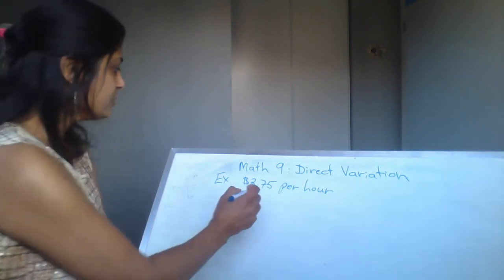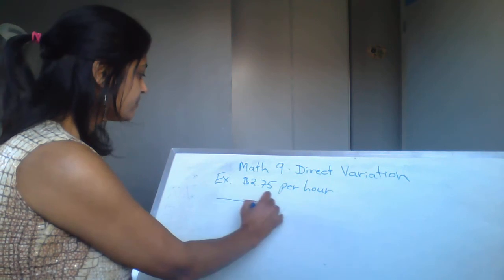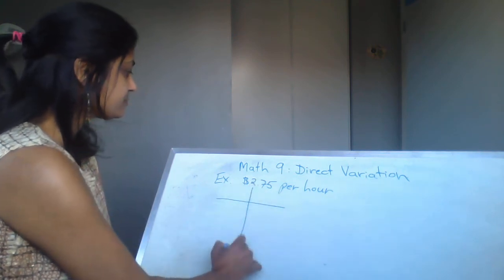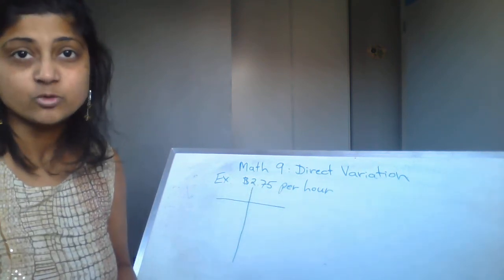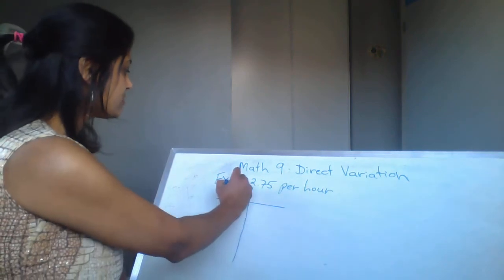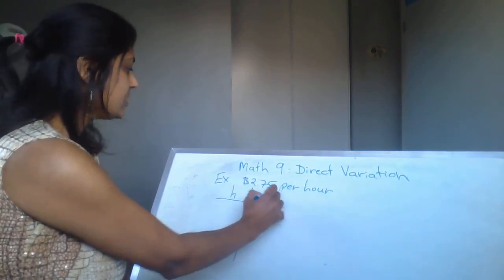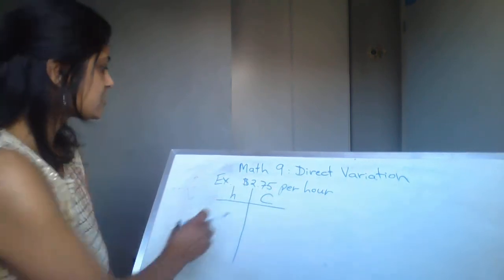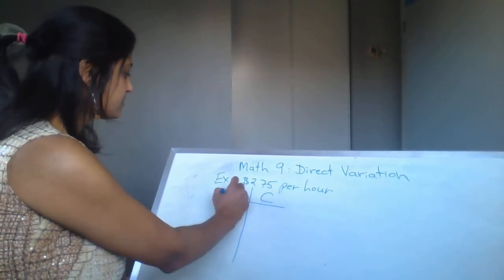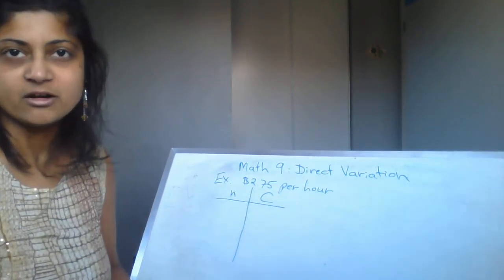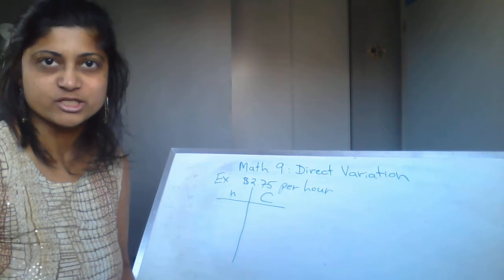All right, so let's do our table before we graph it out. And then we'll also come up with the equation as well. Okay, so let's do again H, and I'm going to use C for the cost. So maybe let's use N, because C and N are used quite often when you're coming up with these equations.